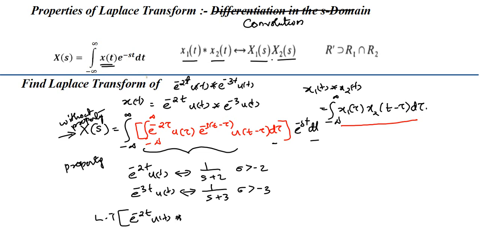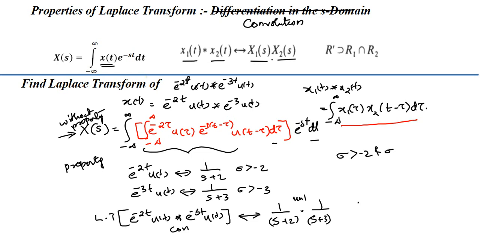It's not multiplication, it's convolution, e raised to minus 3t into u of t, which is given by simply the product of these two: 1 by s plus 2 into 1 by s plus 3. Here it is multiplication, here it is a convolution operation. And the ROC you can write sigma greater than minus 2 and sigma greater than minus 3.